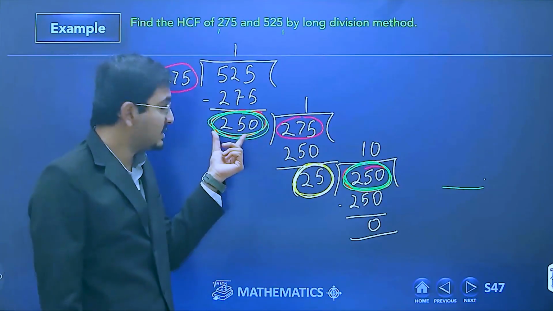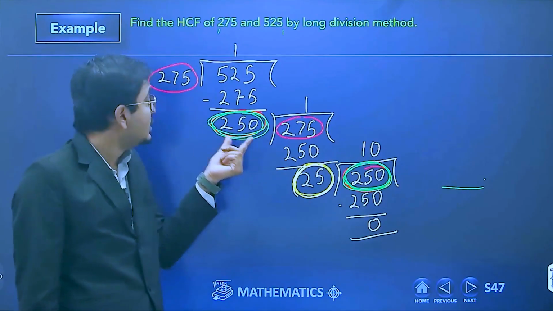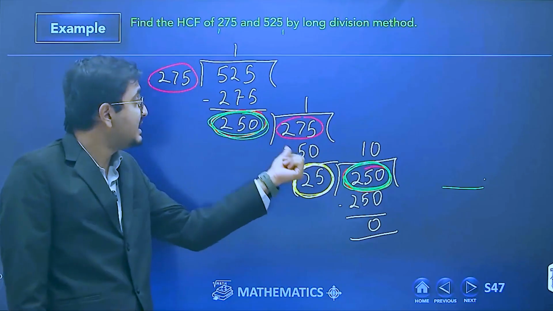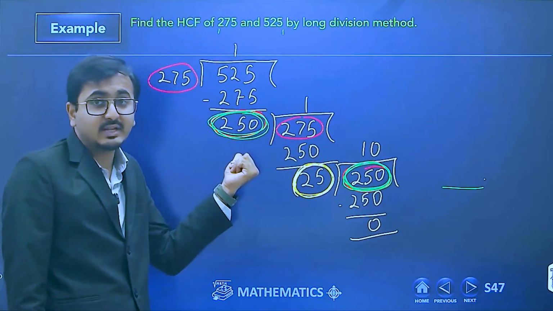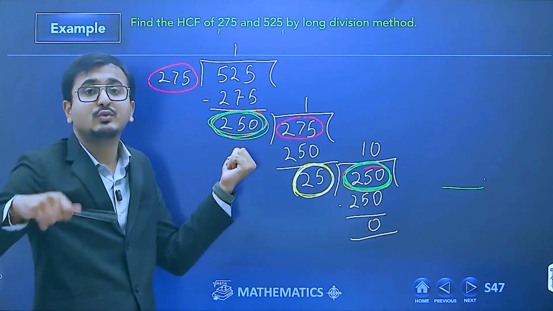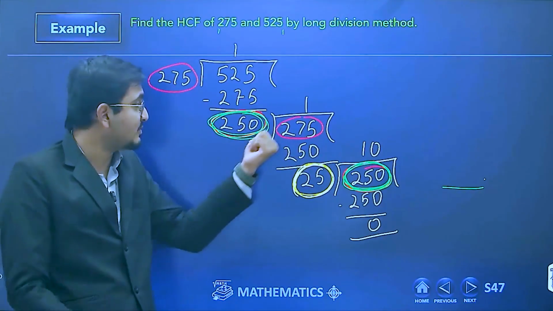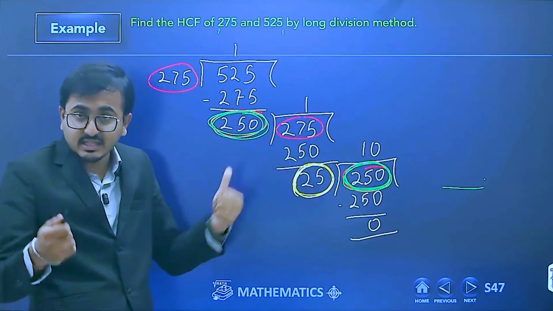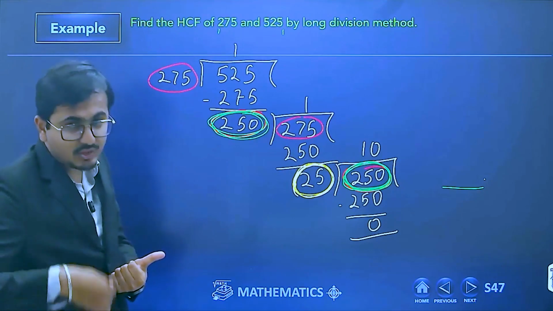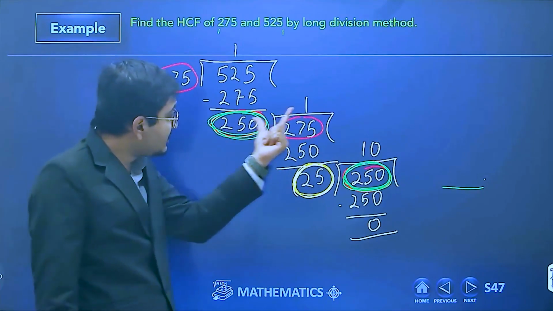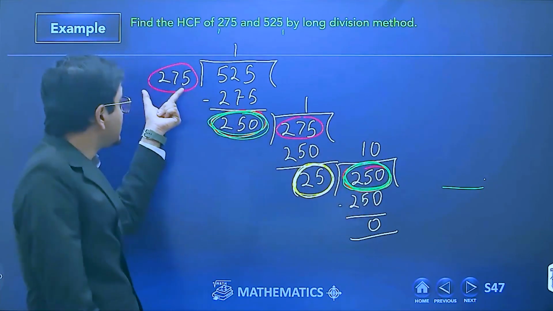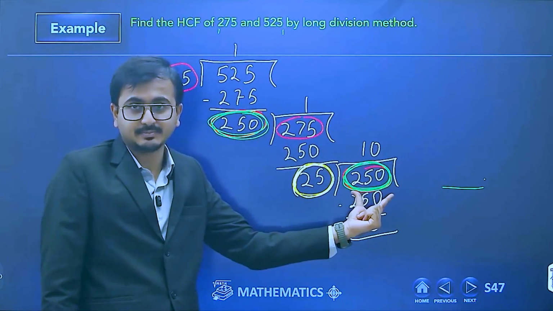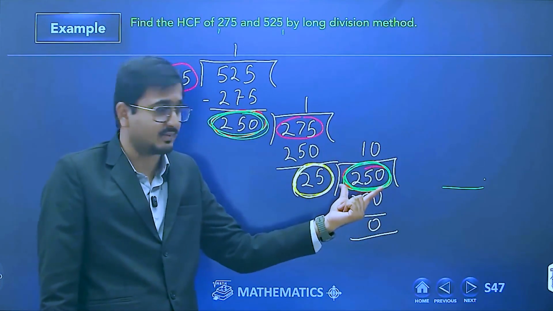Okay, I didn't get 0. 250. So I will write this 275 again here and I will divide with 250. Again 250 once is 250. 250 twice is 500. So again it will go one time. Remainder is 25. Is it equal to 0? No. Continue the process. Now 250 will come here, just like 275 came here. The remainder, sorry, the divisor which we are dividing with.